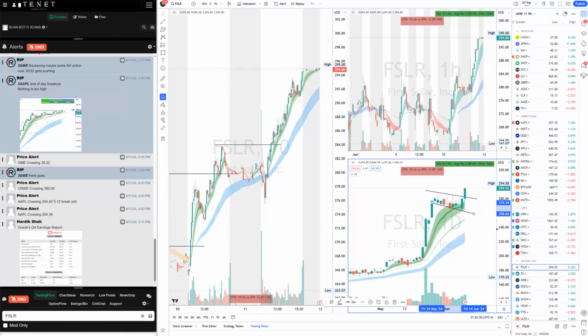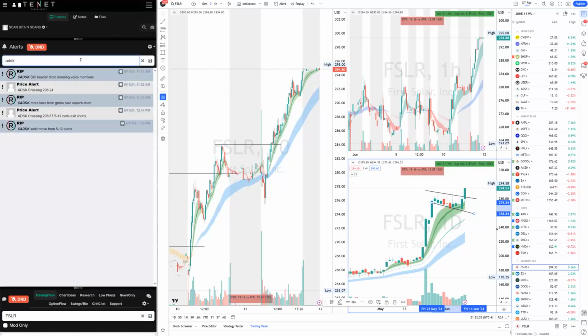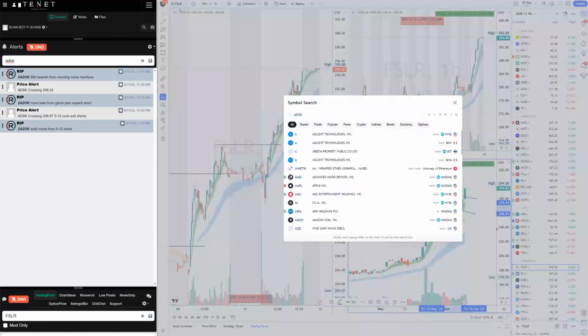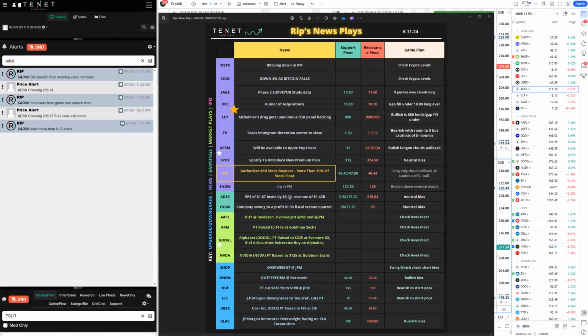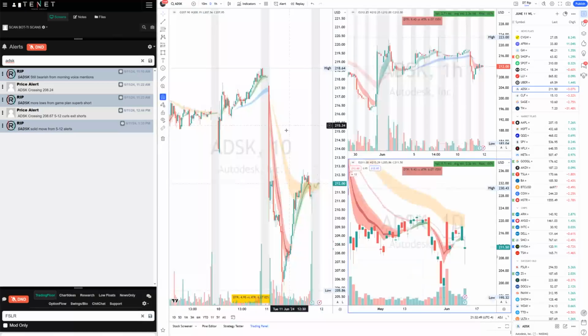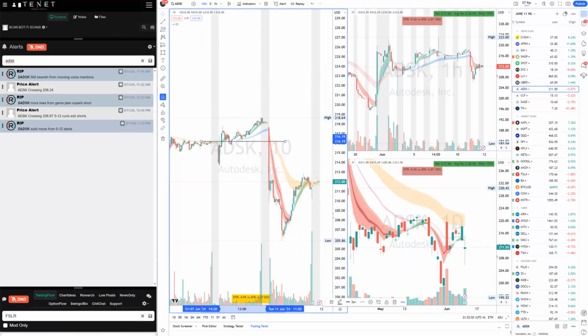That was ADSK. This one I was mostly talking about on the voice, that it's very bearish. And we go back to our news plays. ADSK had earnings, a neutral bias, 218. 217.20 was the support pivot, resistance was 218.64. And once it broke that 218, 217 level, it was a short, right? It was a short all day, and then it broke yesterday's lows.